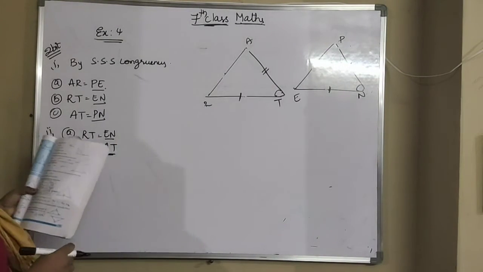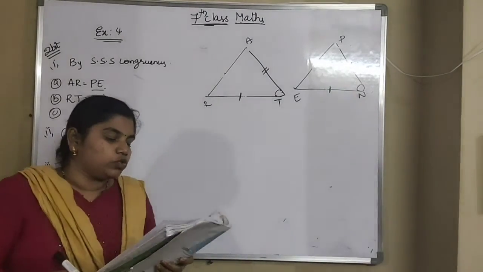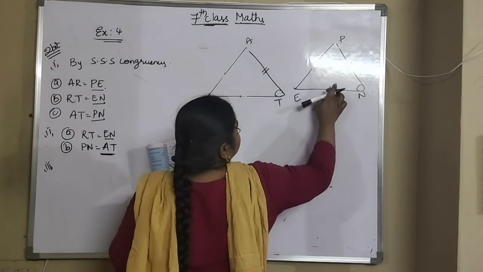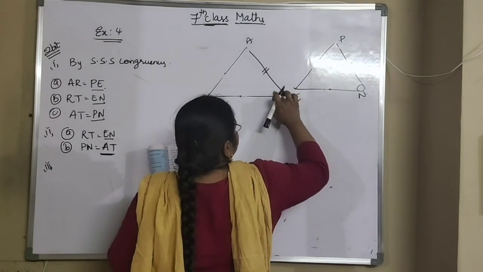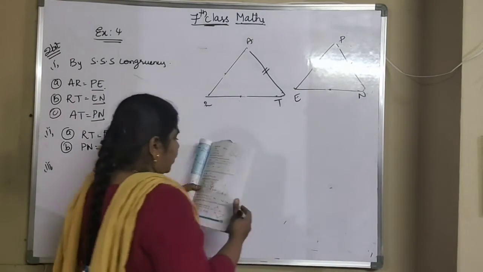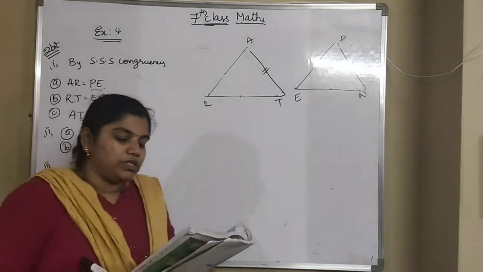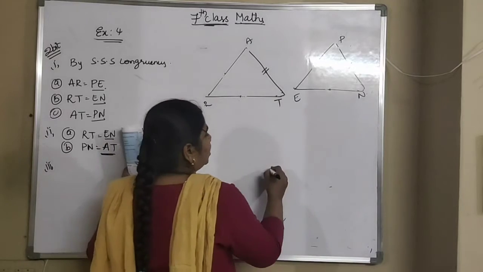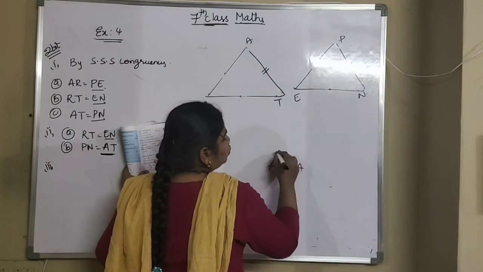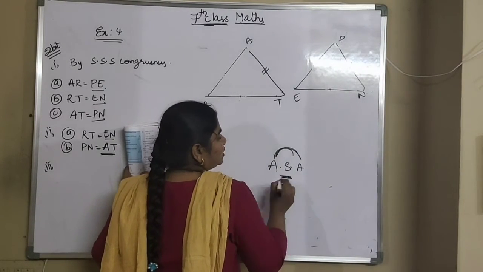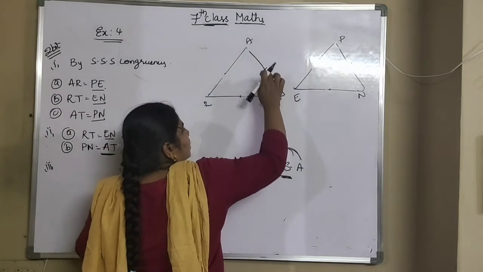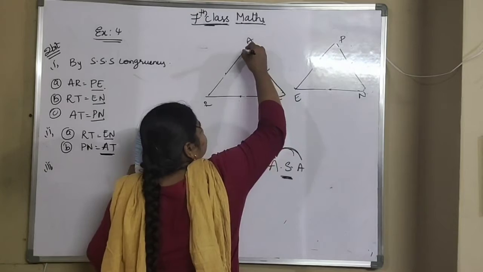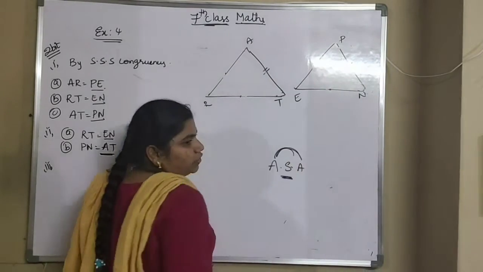Third one, it is given that AT is equal to PN. These two are equal to each other. Now you are to use the ASA criterion. ASA, that is two angles and the included side. This included side they have given. That means the two angles will be equal to each other.